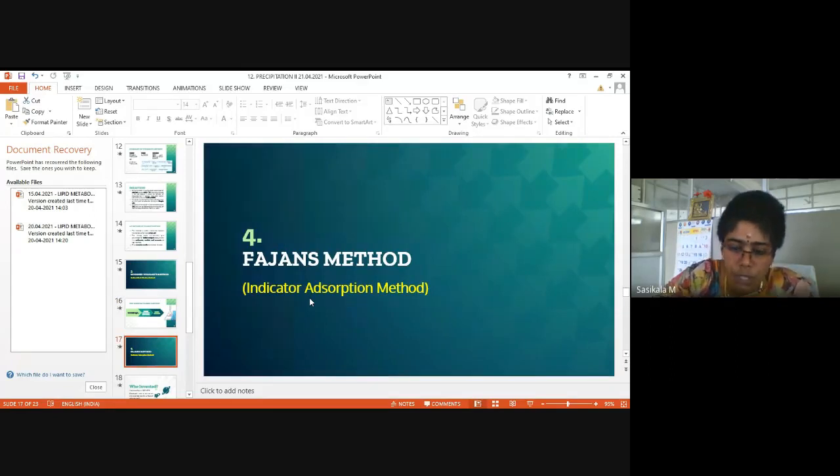Now let's move on to the fourth method, called Fajans' method. It is otherwise known as the indicator adsorption method. The indicator will be adsorbed. What is the reaction in precipitation? It involves halide ion and silver ion, coming under argentometry. So the reaction will be between chloride, the common halide, and silver, and silver chloride will be formed.